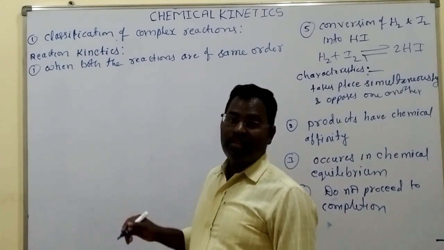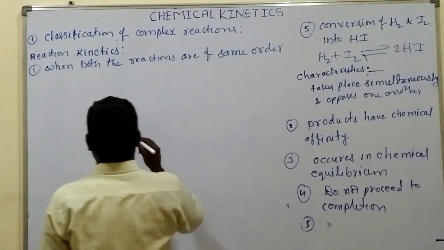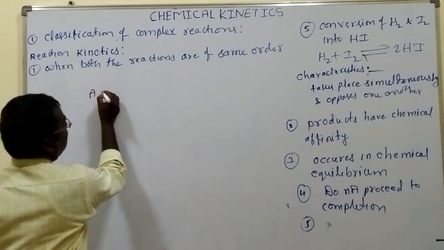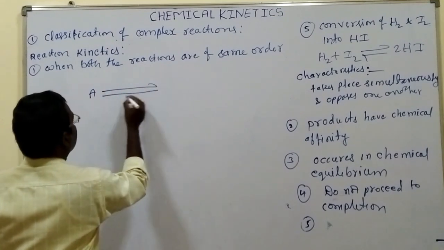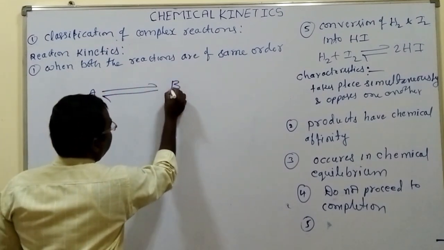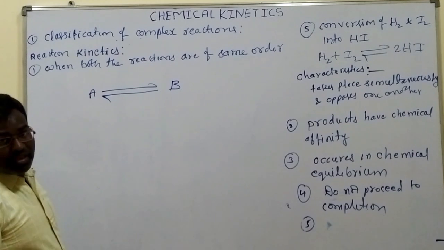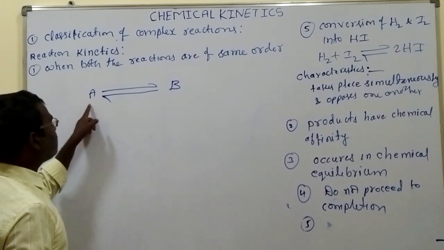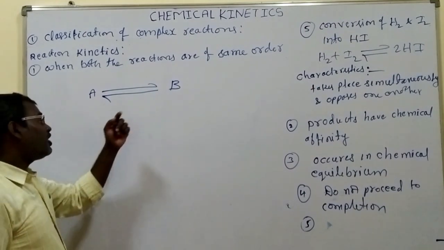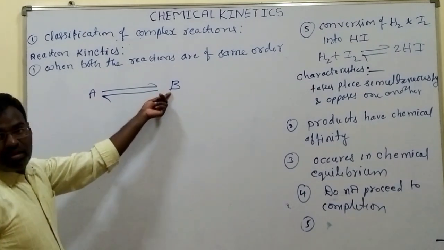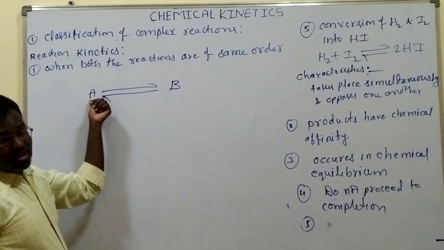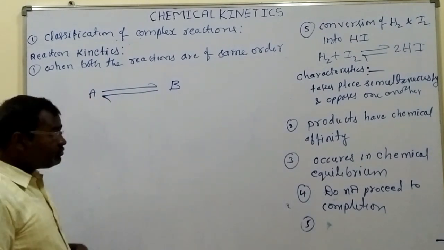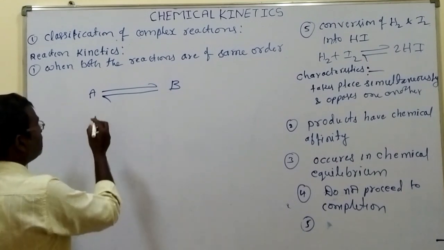Let us take an example. Consider the reaction A converting into B. Here A is the reactant, and it is converting into B. After some time, B comes back into the original reactant A. That's why it is a reversible reaction.